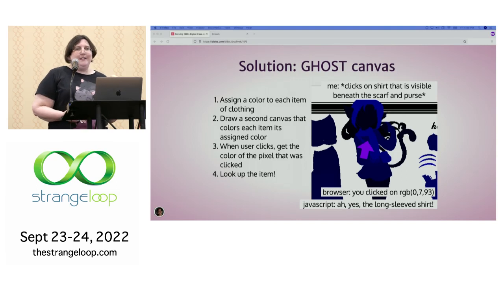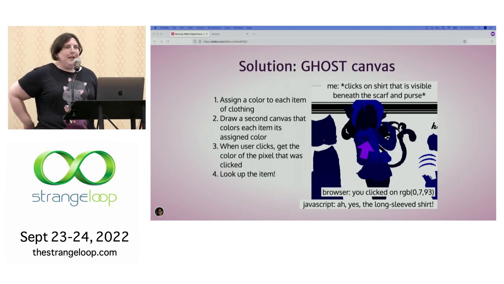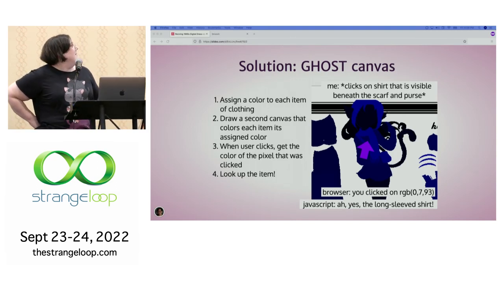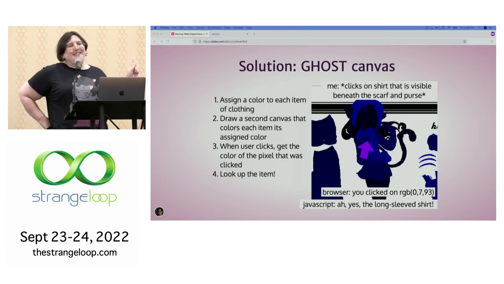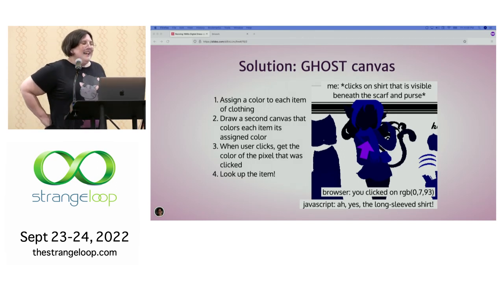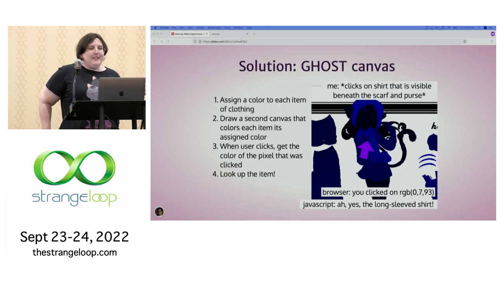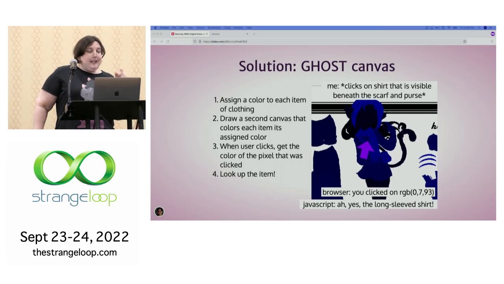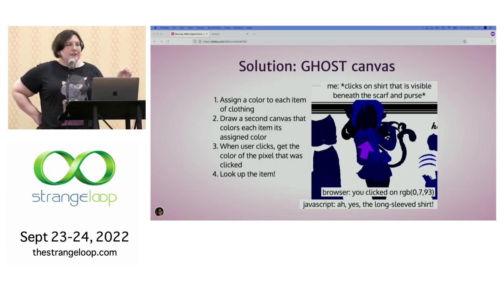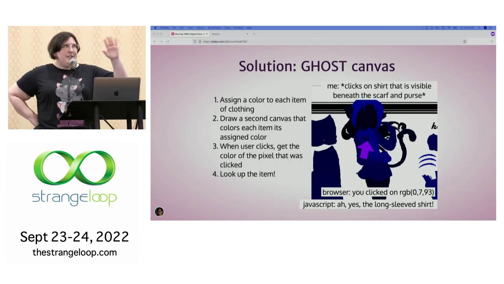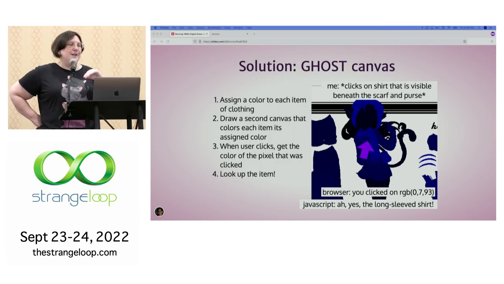And the solution ended up being another cool, old school video game trick. And that's a ghost canvas, which is also a really cool name. So you assign a color to each item of clothing, or any item that you want to be clicked on. You draw a second canvas that colors each item with its assigned color, just entirely. Only the transparent parts are not colored.